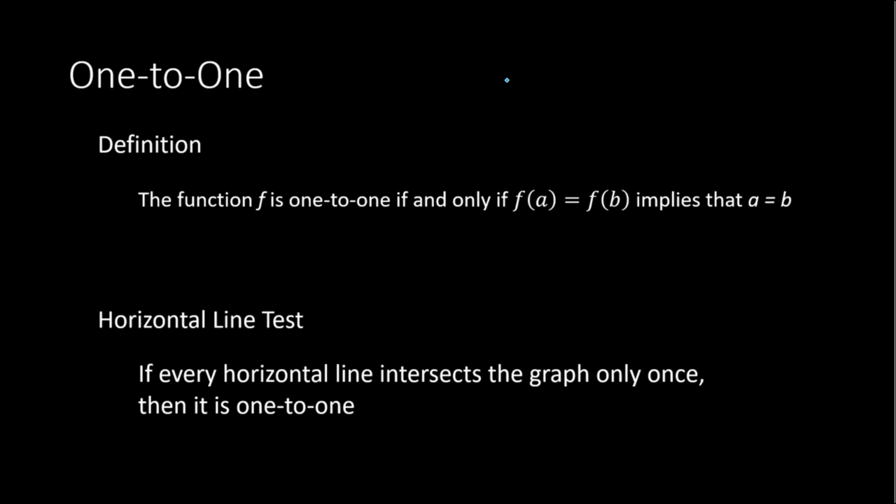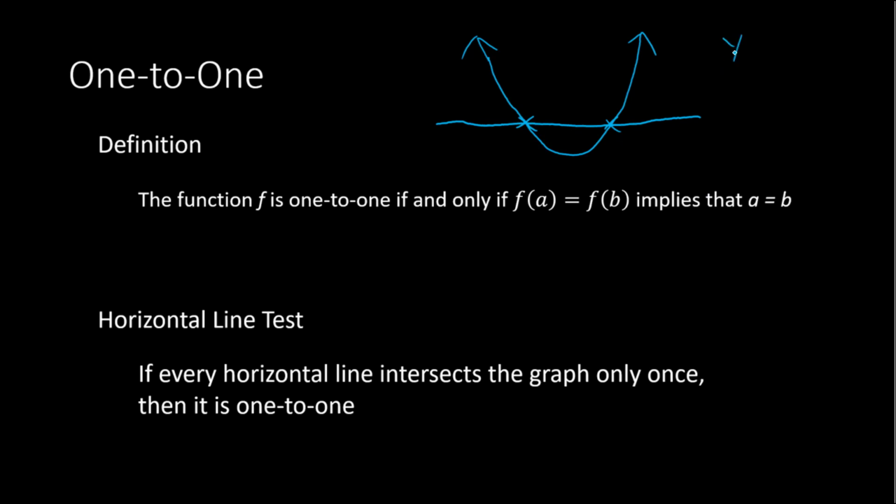So for example, let's say we have this function right here. This is a quadratic function. It's a parabola. So it's a function because it passes the vertical line test. But it's not one-to-one because if you were to create a horizontal line, it's hitting more than one point at a time. So that makes it not one-to-one.